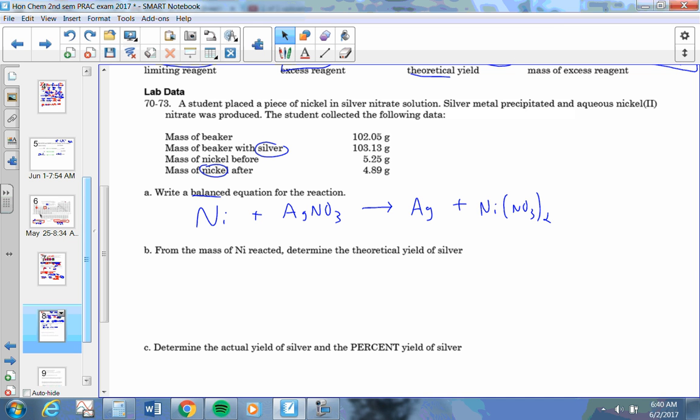NiNO3 taken twice because nickel has a +2 charge. Is that balanced? I don't think so. If I see 2 nitrates over there, I'm going to need 2 nitrates over there. But now that I did that, it gave me 2 silvers, so now I have 2 silvers. I now have the balanced reaction.